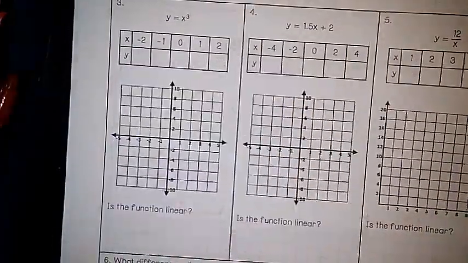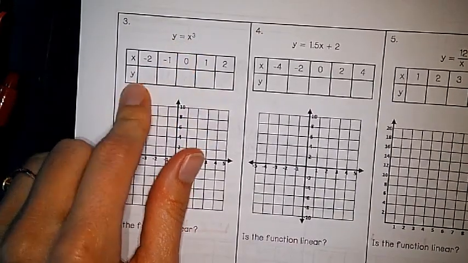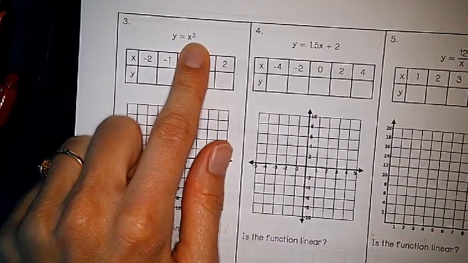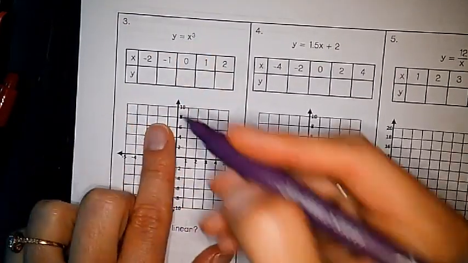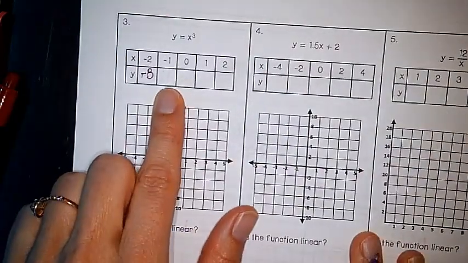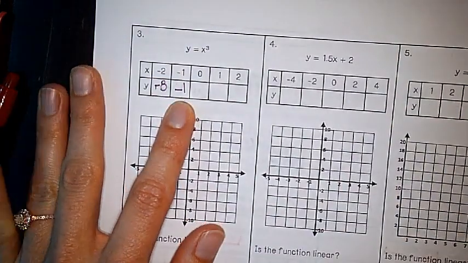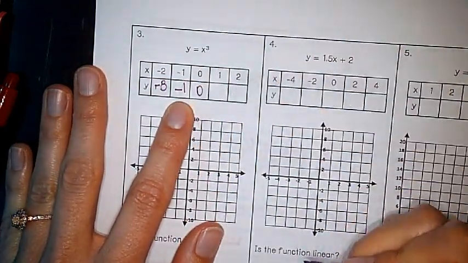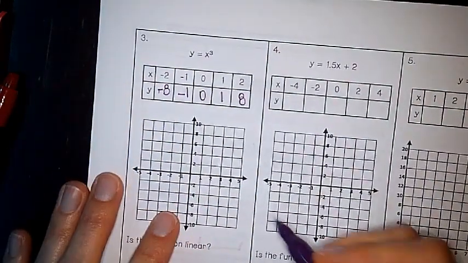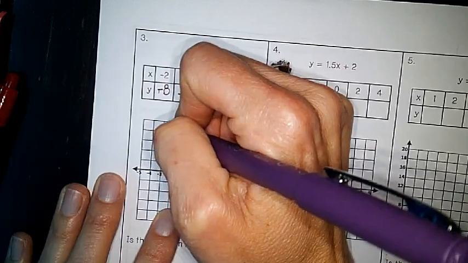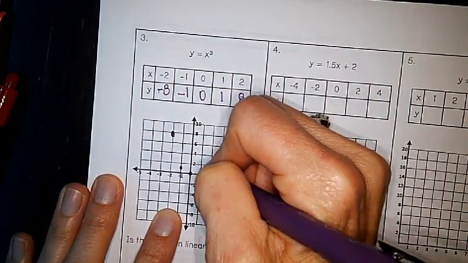So, we input -2 into this equation. That means that -2 is being cubed. -2 times -2 times -2 is going to give me what? -8. Okay, -1 times -1 times -1 is going to give me what? 0 times 0 times 0. 1 times 1 times 1. 2 times 2 times 2. 8. Okay, if we graph this, we're going to get -2, -8, -1, -1, 0, 0, 1, 1, 2, 8.